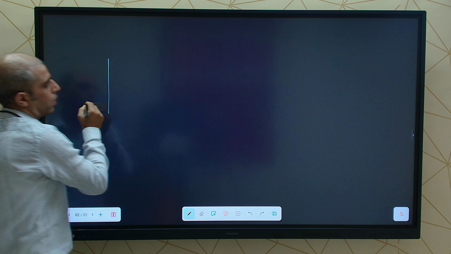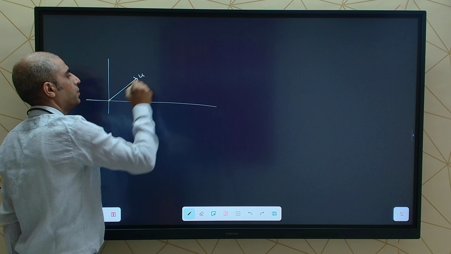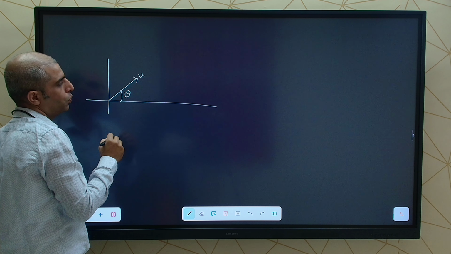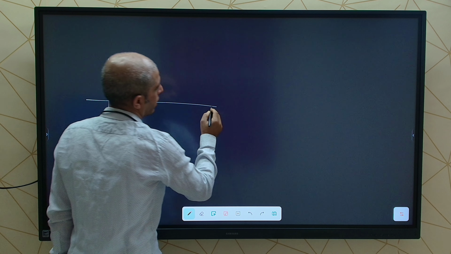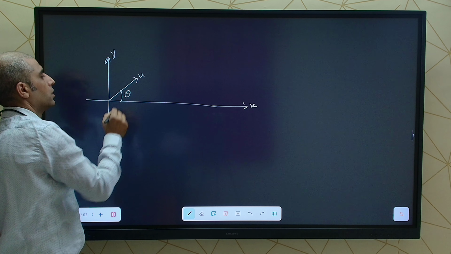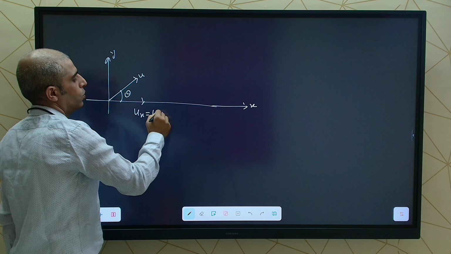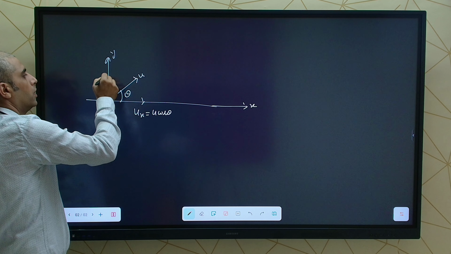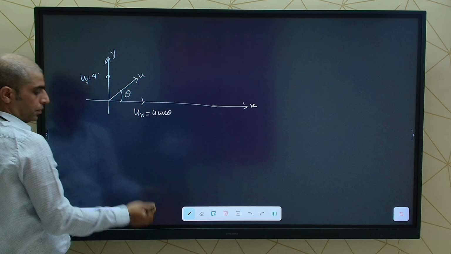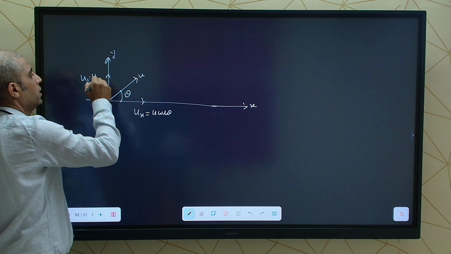So, let us project an object at angle theta with initial velocity u. This is your x-axis, and this is your y-axis. So ux, the x component, is how much? u cos theta. And the y component, uy, is u sin theta.